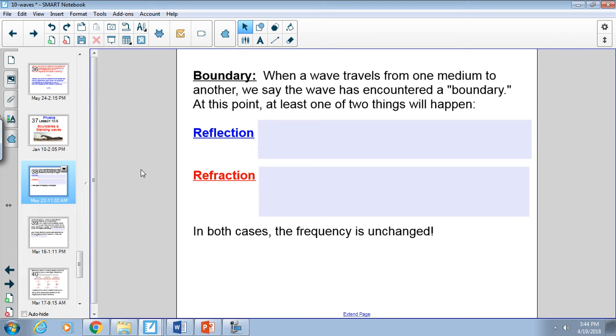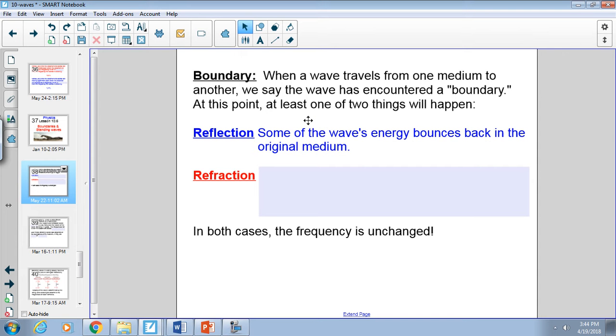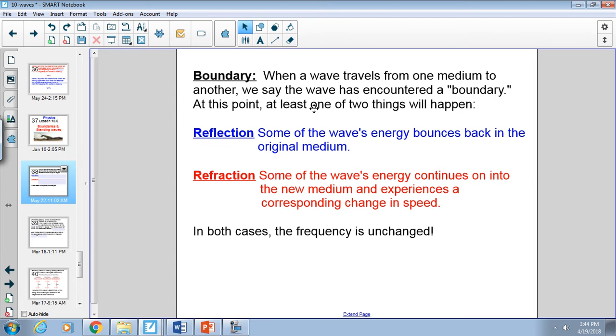So up until this point we've had all of our waves moving in the same medium. But now we're going to have them switching between boundaries. And when this happens, what we can get is something called a reflection, which means that some of that wave's energy bounces back into the original medium, or we can have a refraction. And that's when some of that wave's energy continues through the new medium.